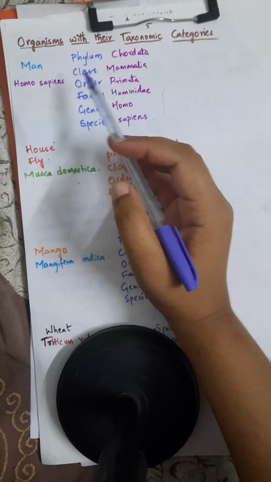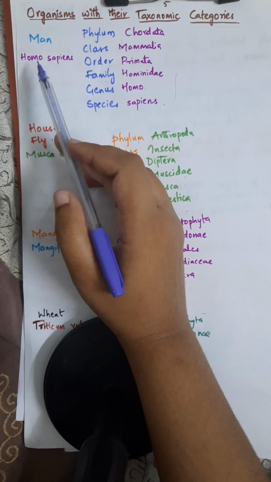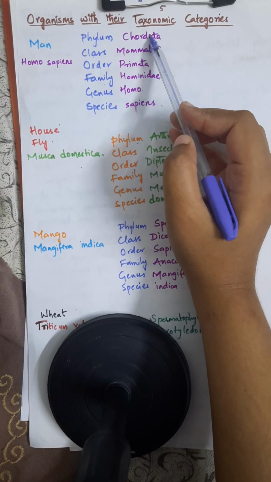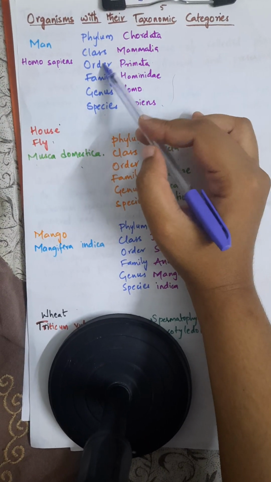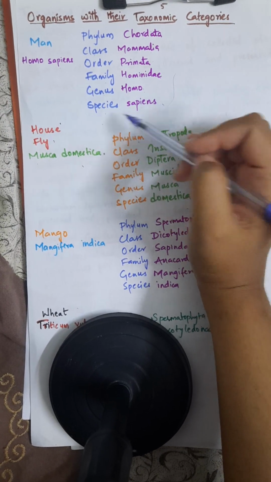Okay, first we'll see the humans. The scientific name of humans is Homo sapiens. Here, we come under the phylum Chordata, class Mammalia, order Primata, family Hominidae, genus Homo, and species is sapiens.